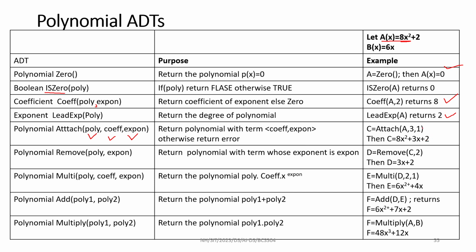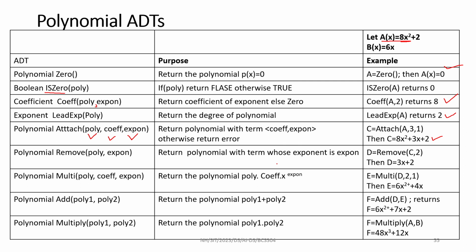After attaching this particular term to a, say that the result is C. C is 8x square, the existing one, 3x, the new one, 2x power 0, the old one. This is attached. Now, in some cases, I have to remove a term.